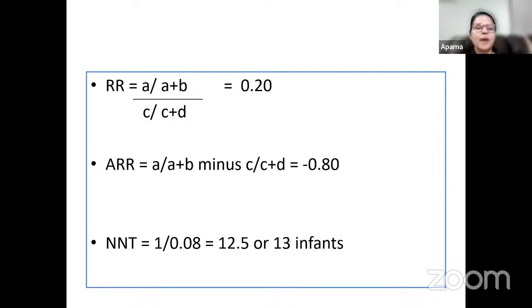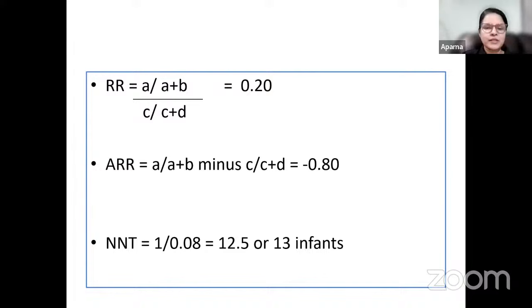On the other hand, the absolute risk reduction represents not the ratio, but the difference in the risk of developing disease in the exposed and the risk of developing disease in the non-exposed infants. So the absolute risk reduction in this scenario is given by the formula A by A plus B minus C by C plus D. So this is the same as 1 by 50 minus 5 by 50. So here it will become minus 4 by 50, which is minus 0.08. Nevertheless, this can be positive or negative. It still is the absolute risk reduction.